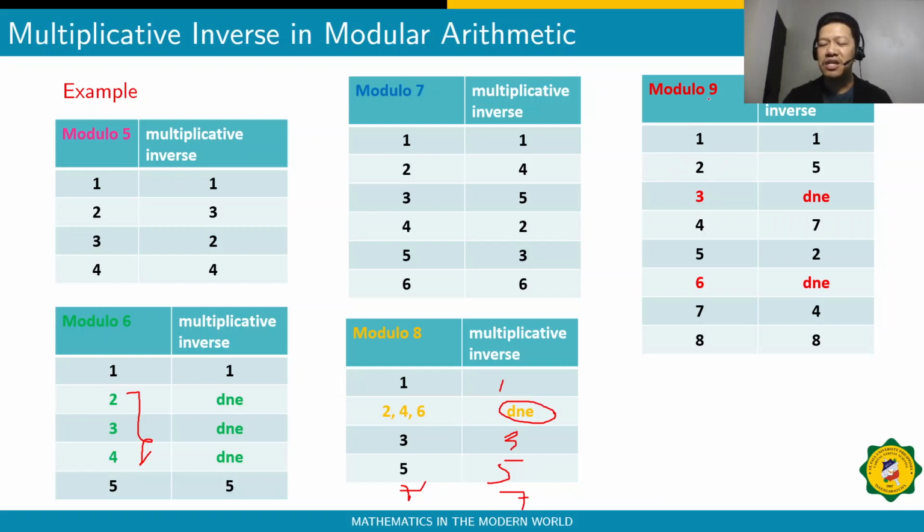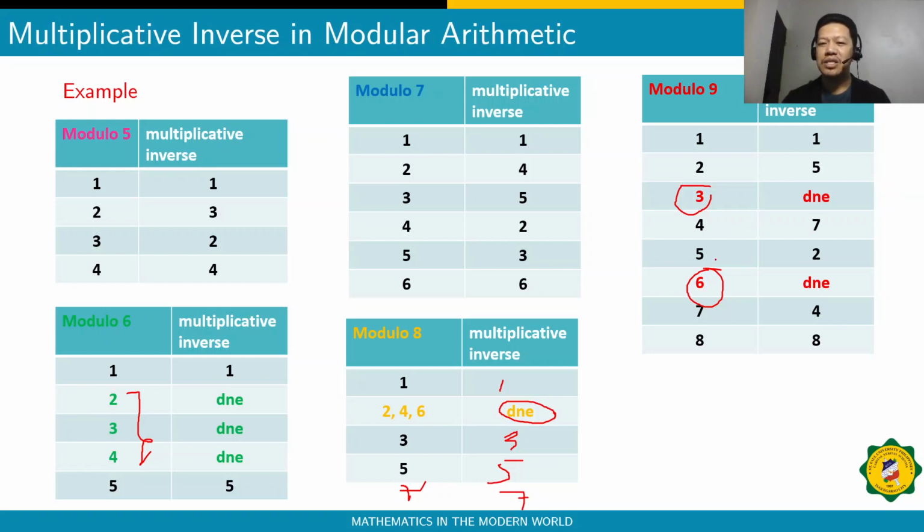And how about modulo 9? 3 and 6 have no multiplicative inverses because they have common factors with 9 other than 1. For 1, the multiplicative inverse is itself, as with any modulo. In modulo 9, the multiplicative inverse of 2 is 5, because 2 times 5 gives you 10, and 10 modulo 9 gives you 1. For 4, the inverse is 7, because that gives you 28, and 27 is divisible by 9, so there is a remainder of 1.